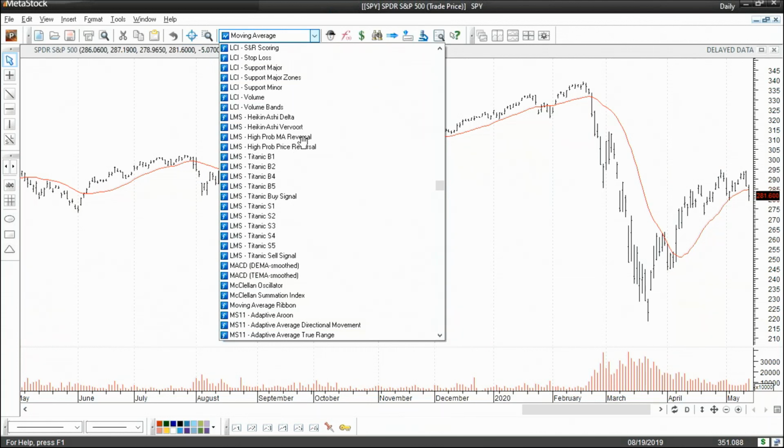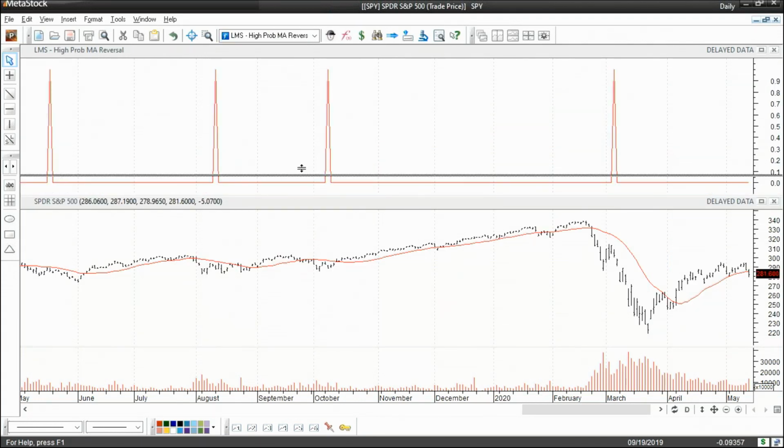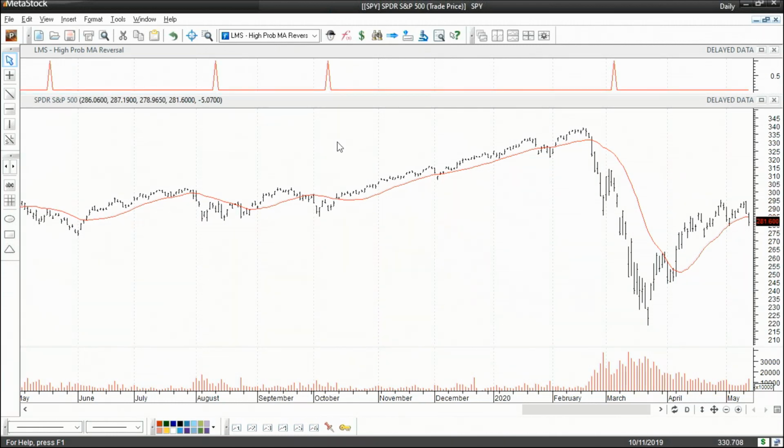The first one we're going to plot here is the High Probability Moving Average Reversal. So I'm just going to drag this up here to the very top. What this is going to plot for us is what's called a binary indicator. For those of you who are familiar with this, in MetaStock a binary indicator lets you ask the program a yes or no, true or false type of question. By default, when the answer to your question is true, it comes back with a value of 1, and when the answer is false, it comes back with a value of 0. So very quickly, I can see exactly when my formula was true and when it was false.